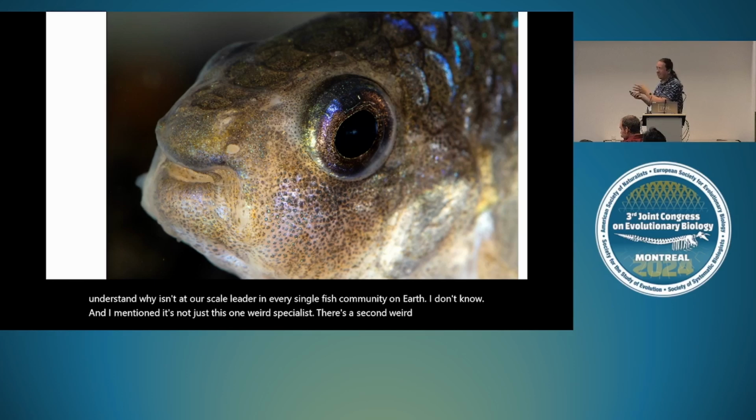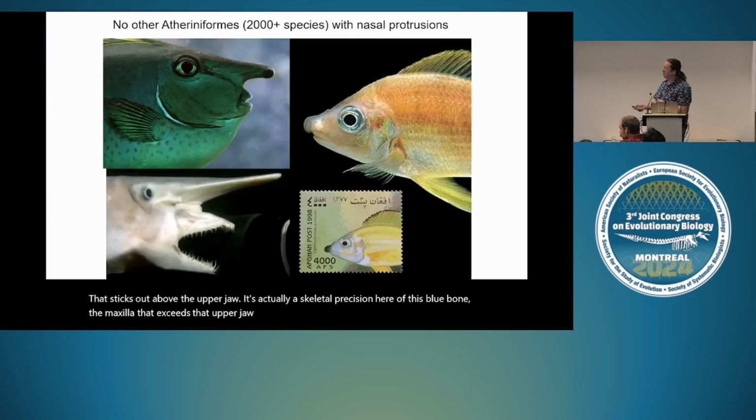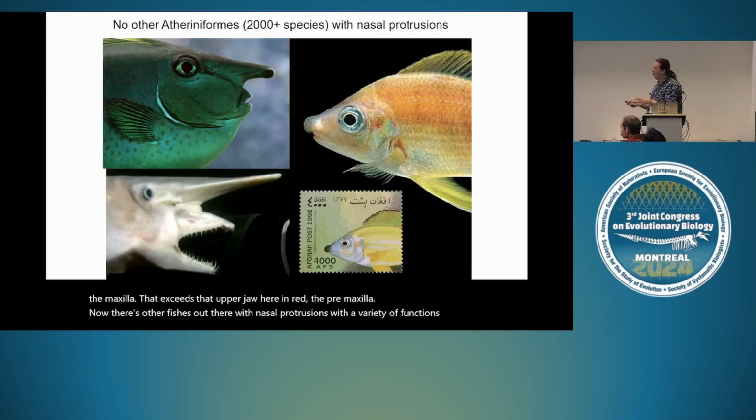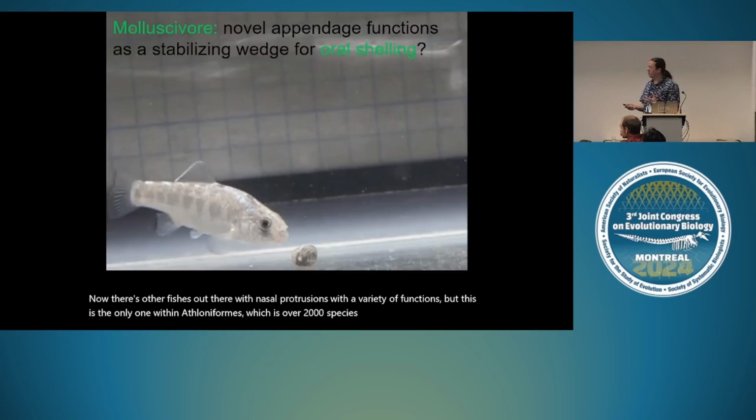And I mentioned it's not just this one weird specialist, there's a second weird specialist. So this is the molluscivore pupfish. This is not its upper jaw, this is a nasal protrusion that sticks out above the upper jaw. It's actually a skeletal protrusion here of this blue bone, the maxilla, that exceeds that upper jaw here in red, the premaxilla. Now there's other fishes out there with nasal protrusions with a variety of functions, but this is the only one within Atheriniforms, which is over 2,000 species, with nasal protrusions.